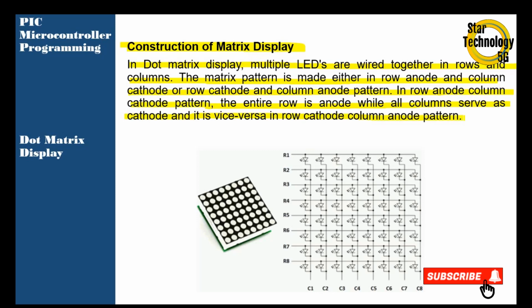Basically, a dot matrix display has two types: cathode in row and anode in column, and anode in row and cathode in column. As you can see in this figure, anode in row and cathode in columns. And the other type is also available, that is cathode in row and anode in column.